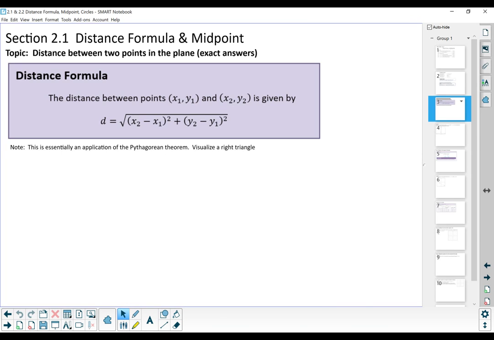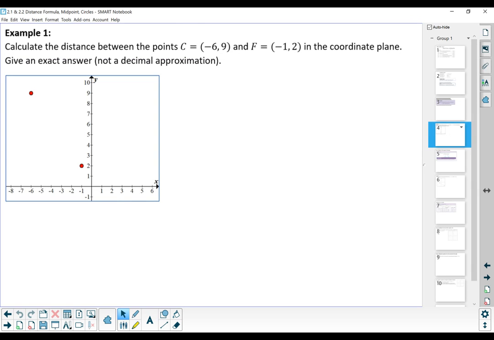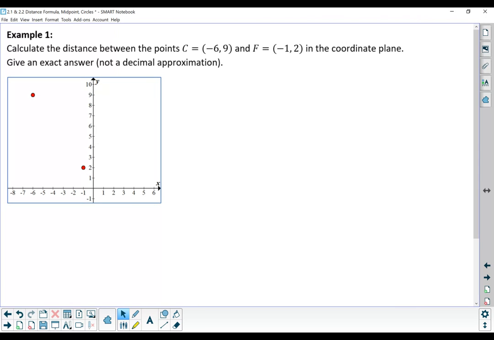I don't prefer to use the distance formula myself, at least not as written here. I prefer to just think of these things as right triangles and use the Pythagorean theorem. Thinking about them as a right triangle is a useful way to avoid sign errors. So here are 2 points. Point C is -6, 9, and point F is -1, 2. And so our question is, how far apart are these 2 points?